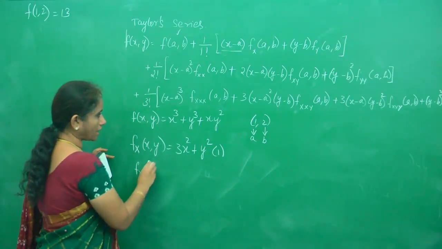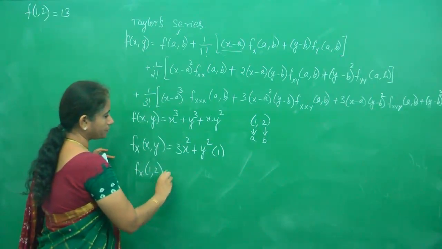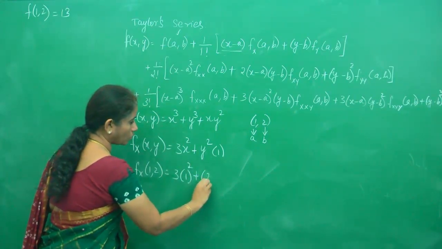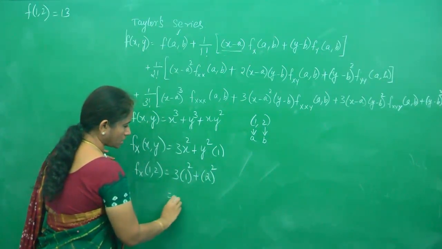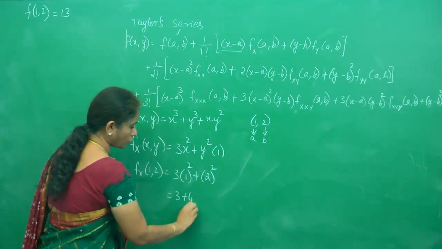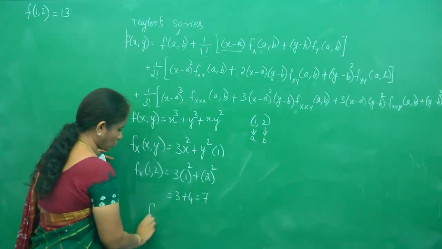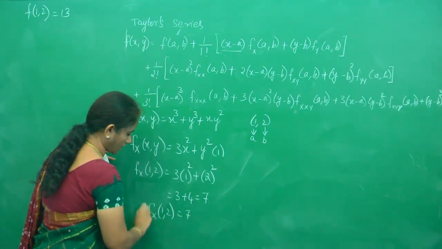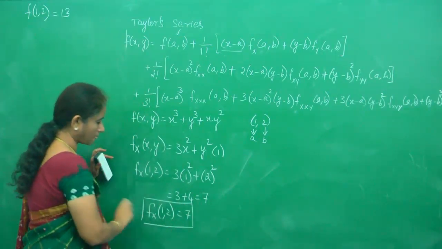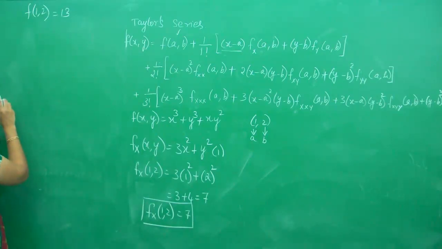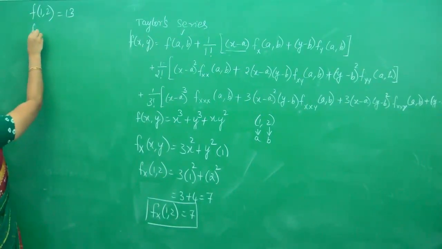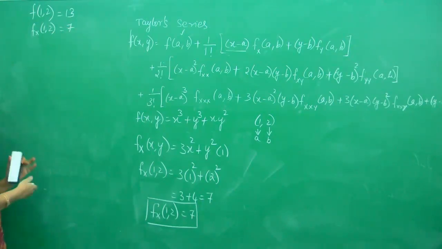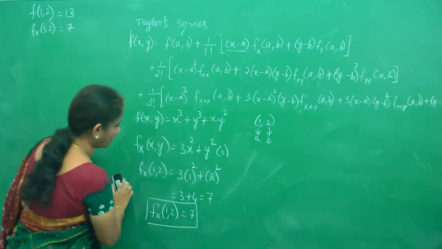So what is fx of 1, 2? Plug in x place 1 and plug in y place 2. This is nothing but 3 plus 4 is 7. So fx of 1, 2 is 7. Okay. So let me note it down here. Fx of 1, 2 is 7.